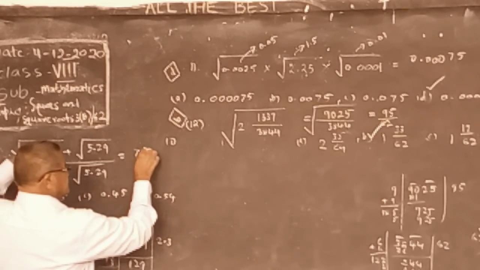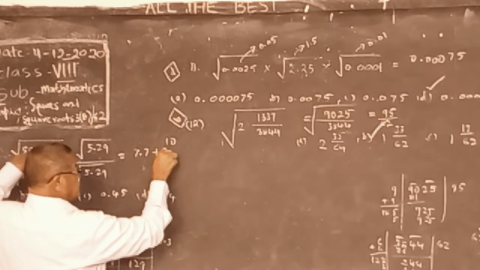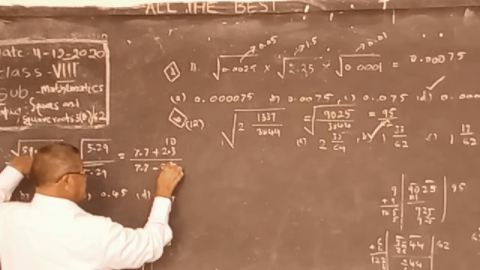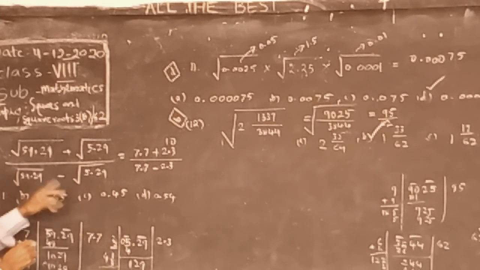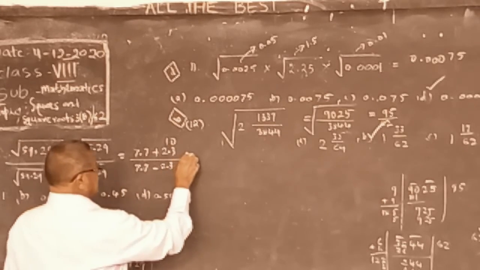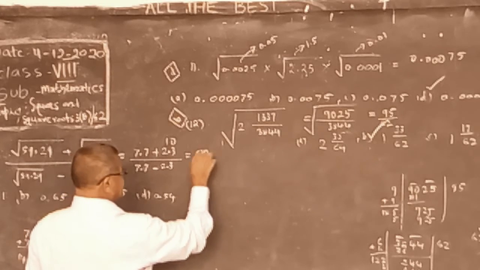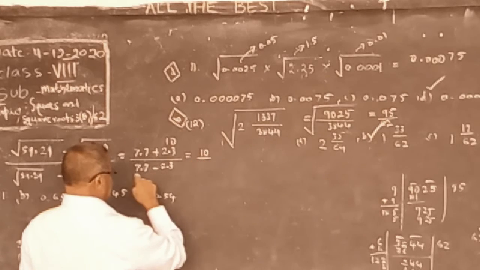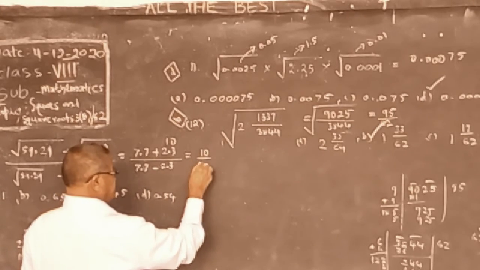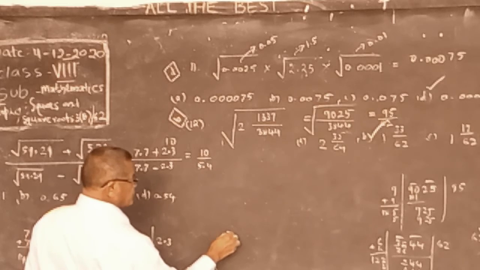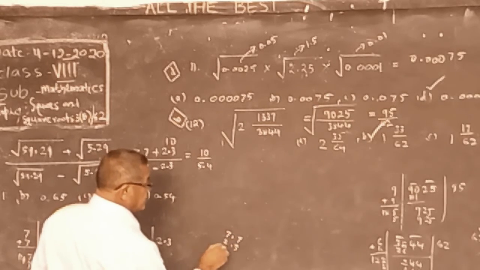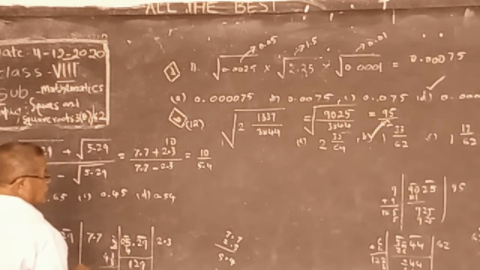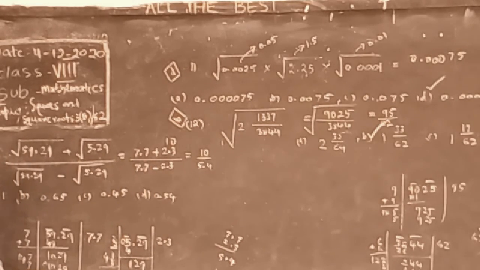7.7 plus 2.3 by 7.7 minus 2.3. Now adding, this becomes 10. 7.7 plus 2.3 is 10, by 5.4. Subtract 7.7 minus 2.3: 7 minus 3 is 4, 7 minus 2 is 5, so 5.4. Now 10 by 5.4.